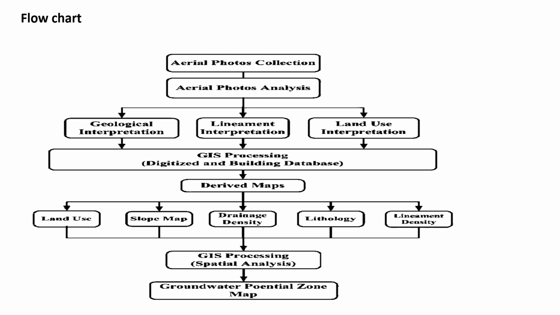In the flowchart, steps are explained. First, aerial photos collection, then aerial photo analysis. In analysis, we do geological interpretation, alignment interpretation, land use interpretation. After this, GIS processing. In GIS processing, we are digitizing and building database. After the processing, we derive the maps of land use, slope, drainage density, lithology, alignment density. After this, we do spatial analysis. After spatial analysis, the groundwater potential map is prepared.